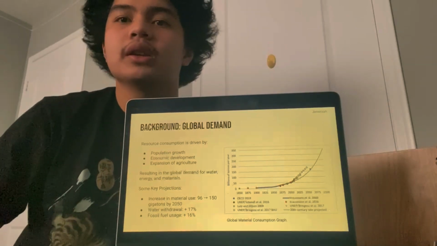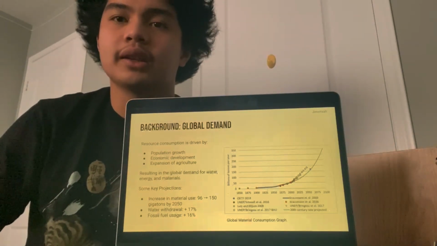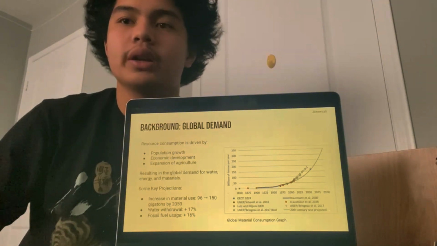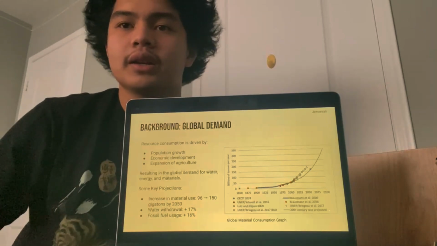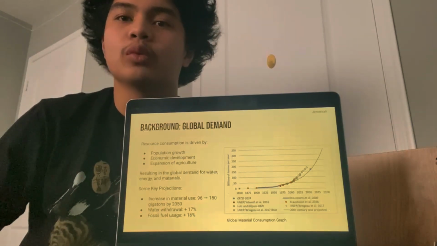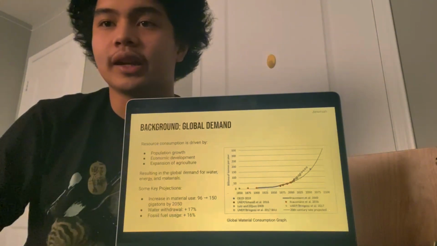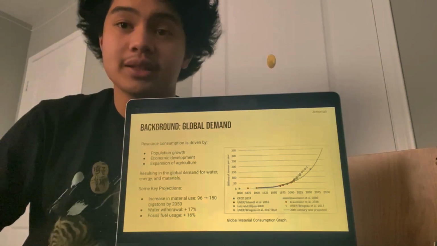Resource consumption is driven by population growth, economic development, and the expansion of agriculture, which increases global demand for materials, water, and energy. Projections show that material use will rise significantly by 2050, alongside increases in water withdrawal and fossil fuel consumption. This graph illustrates how this demand has steadily grown and is expected to continue increasing.